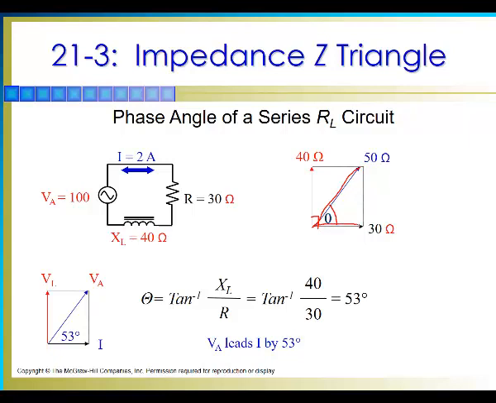And this angle right here, the angle between the total impedance and the resistance, if we use the resistance as a base, then the angle theta can be calculated by taking the tangent inverse of the opposite side, which is this one, which is the same as that one, divided by the adjacent side, which is 30. So in this case it would be 40 divided by 30, which gives 53 degrees. So this theta angle is 53 degrees. What that means is that the voltage applied, the total voltage, is leading the current by 53 degrees. Okay, very similar to the case that we have when we deal with capacitors.